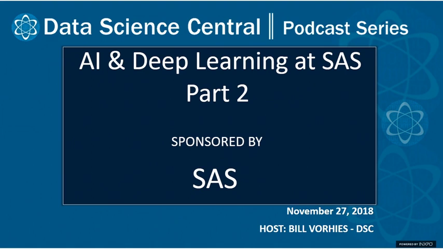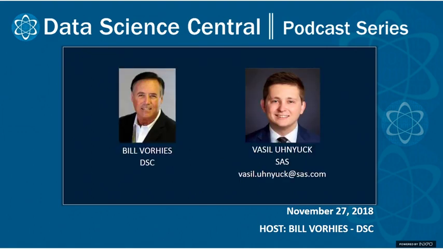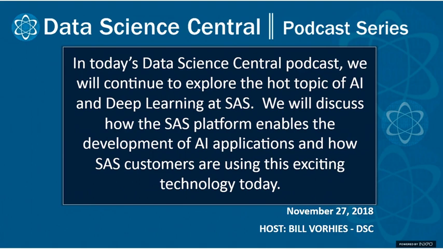Today's podcast will be about 15 minutes long, and we have one speaker that I'll introduce in just a minute. Today's talk is entitled AI and Deep Learning at SAS, Part 2. Our speaker today is Vasil Uhnyuck, who is a software engineer at SAS, where he's primarily tasked with developing different deployment solutions for AI applications. His background is in full stack and mobile development, and Vasil holds a BS in computer science from North Carolina State University. So Vasil, thank you for being with us today.